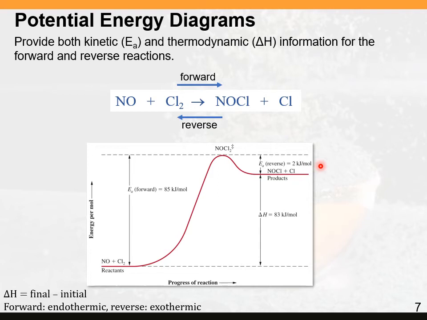Additionally, the enthalpy change of the reverse reaction is equal to the difference of the final state and the initial state, which corresponds to negative 83 kilojoules per mole, since this reverse reaction is exothermic. The energy difference between the two states is the same, but the direction of the change determines whether the change will be positive or negative.